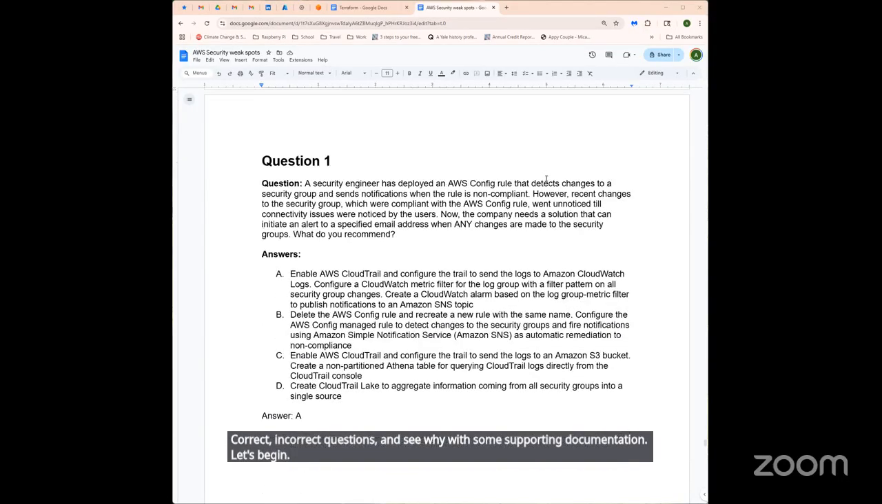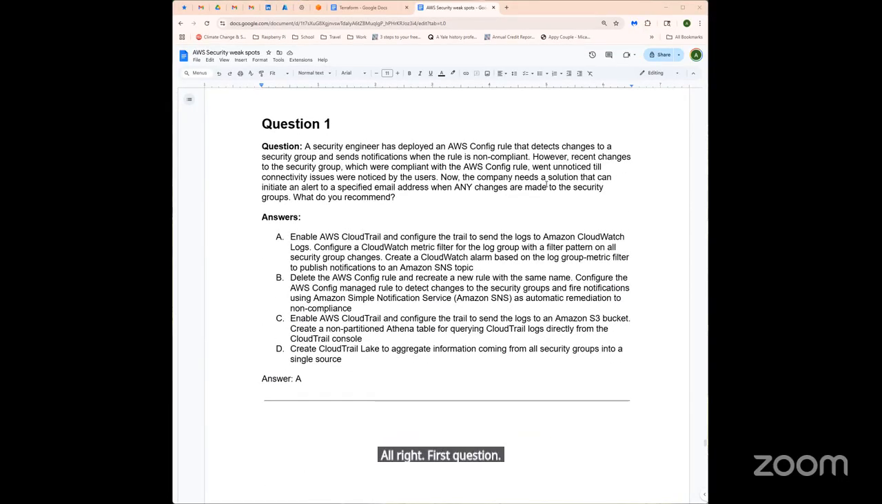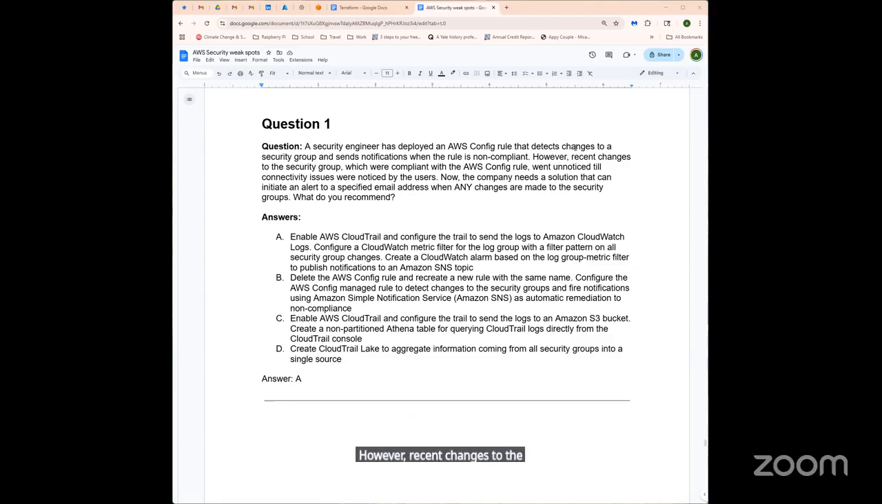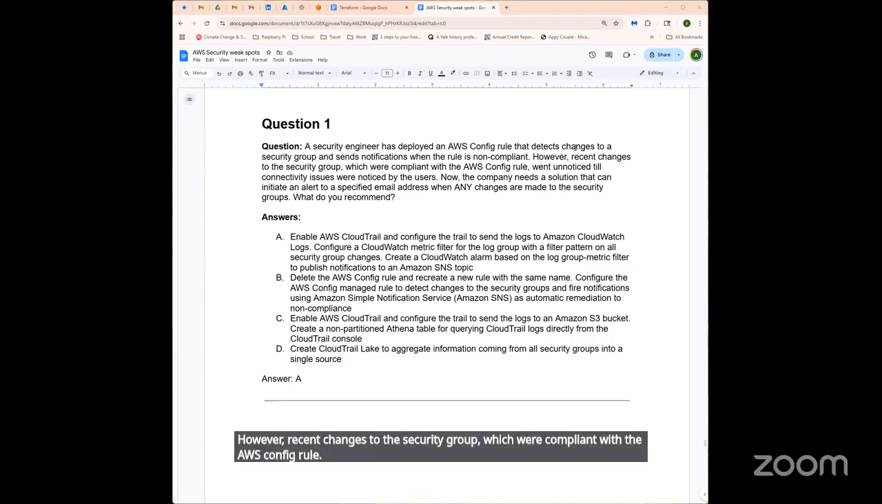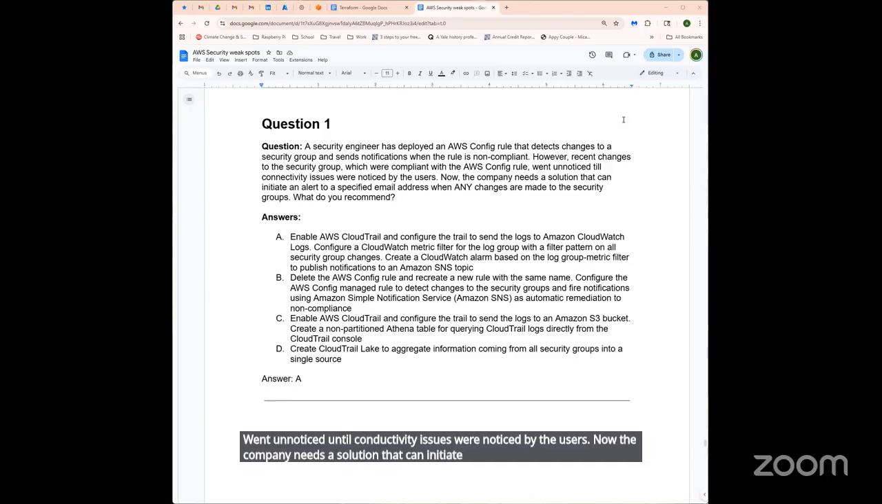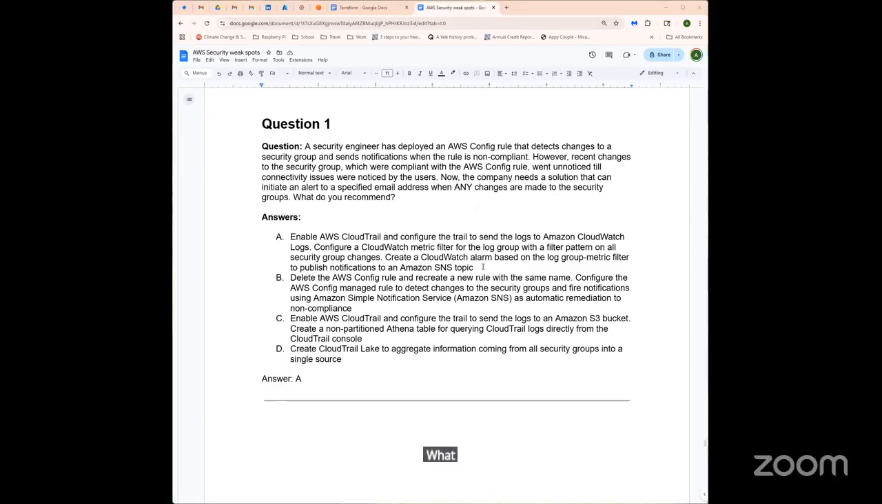All right. First question. Security engineers deployed an AWS Config rule that detects changes to a security group and sends notifications when the rule is non-compliant. However, recent changes to the security group, which were compliant with the AWS Config rule, went unnoticed until connectivity issues were noticed by the users. Now the company needs a solution that can initiate an alert to a specified email address when any changes are made to the security groups. What do you recommend? So the answer is A.